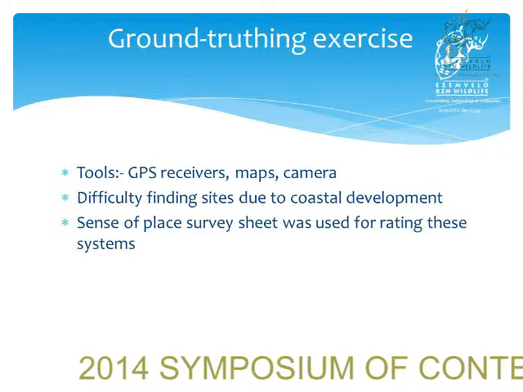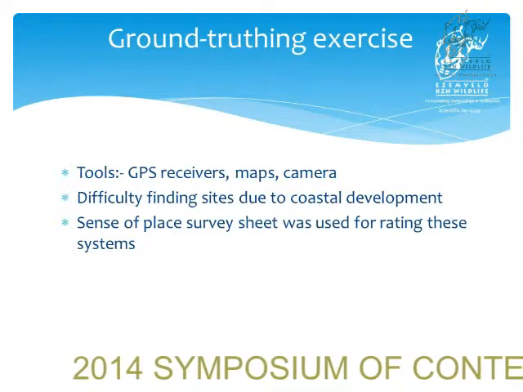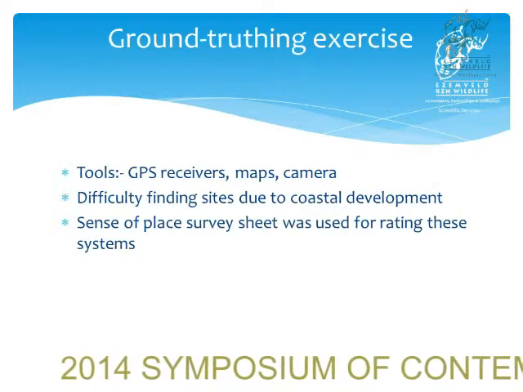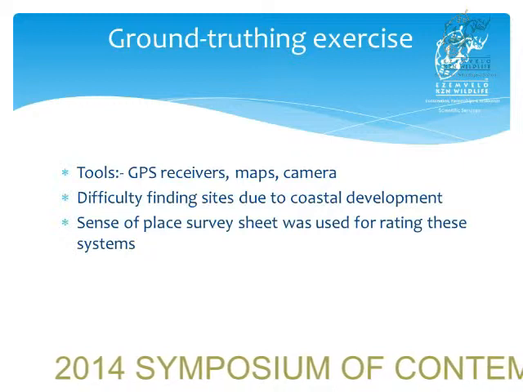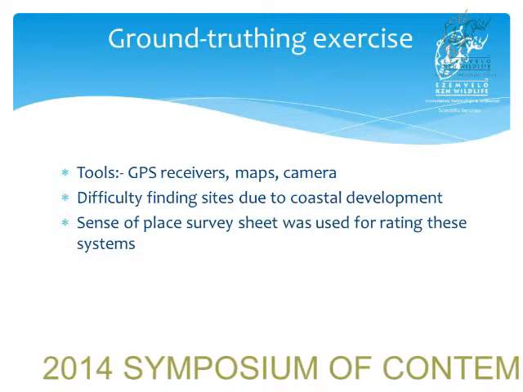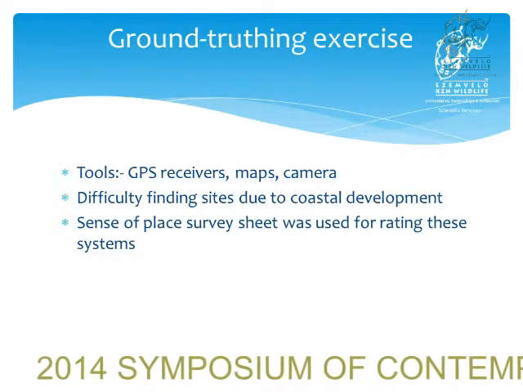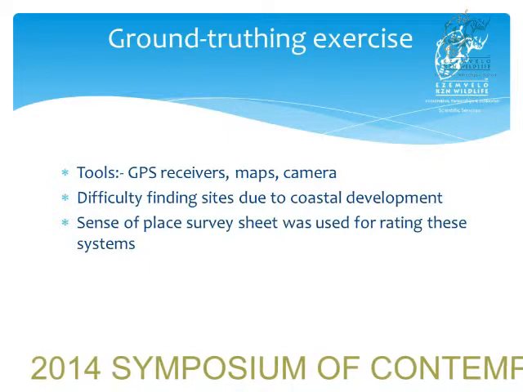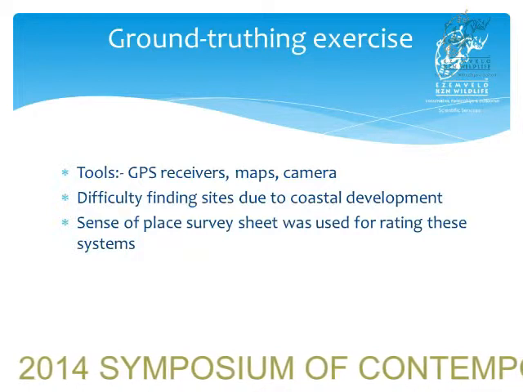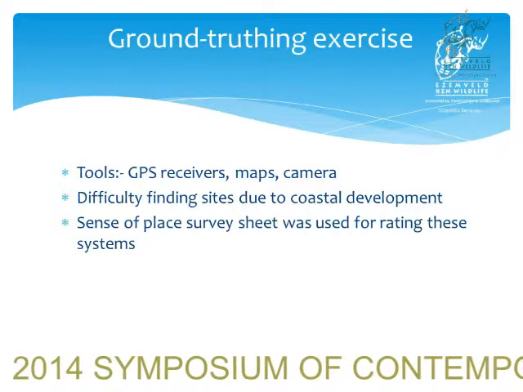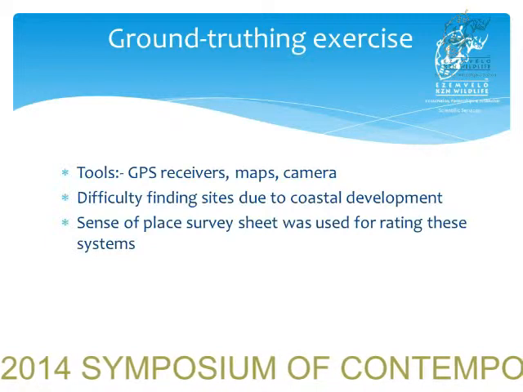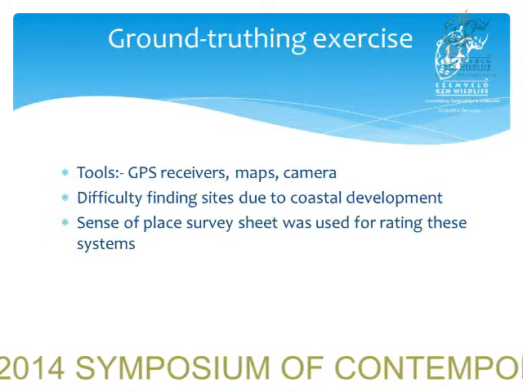For the ground truthing exercise, the tools that we needed were GPS receivers and maps for navigation and getting into sites, as well as to get access points, and cameras to take photographs of each and every system that we visited. Even if it was just a stormwater drain, we took a picture so that we keep evidence that we visited them. It was very difficult finding these sites due to coastal development restricting access, and also for security reasons, as in some places were too dodgy for us to go through to get to these sites.